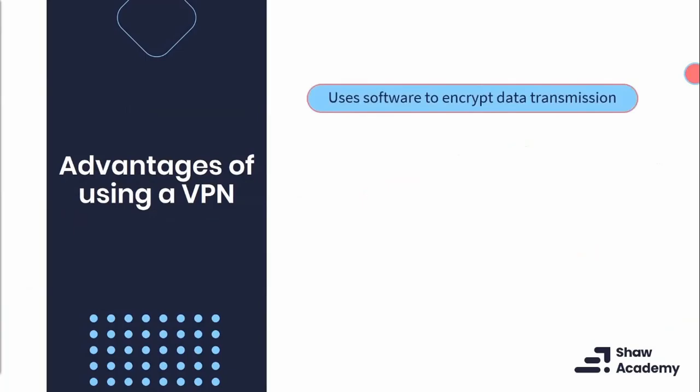The first one is that you use software to encrypt the data over a public network, and this is quite important, and this is why it's so inexpensive, because you don't have to invest in all the expensive infrastructure and hardware that comes along with a private network.